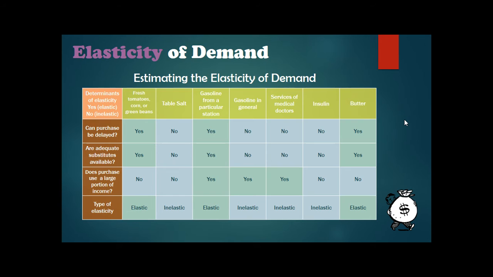So if the answer to these questions is yes, then it indicates generally that it's probably going to be elastic. If the answer is no, then it's probably going to be inelastic. So, can the purchase be delayed? If the answer is yes, the purchase can be delayed, it usually means that it's going to be elastic, that changing the cost will cause people to delay their purchase if they have to.